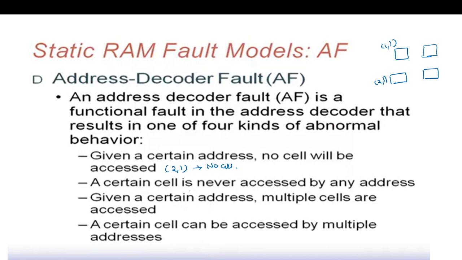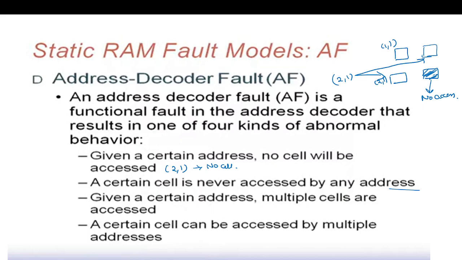Next, a certain cell is never accessed by any address. So we have this particular cell, and if we give any of the 4 addresses, we are not able to access it. Then also we have an address decoder fault. Next, given a certain address, multiple cells are accessed. Say we are giving the address 2 comma 1 and it is accessing this cell and also this cell. So again we have an address decoder fault.